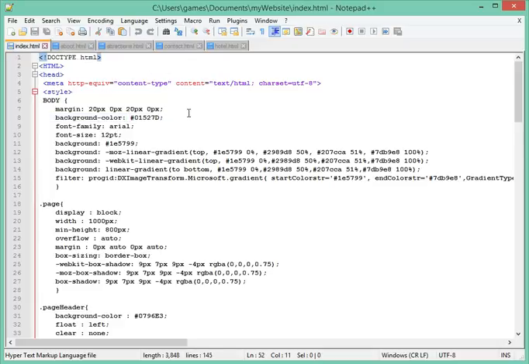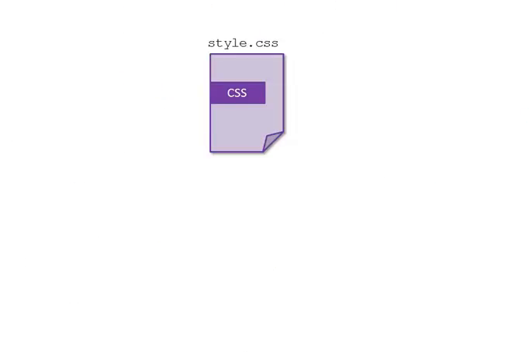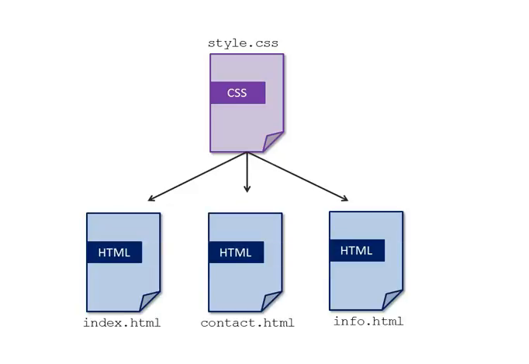And that's fine with a 5-page website, but imagine if I had 100 pages, that would become really, really time consuming. So we're going to solve this problem using an external CSS style sheet. I've got an animation to explain this concept. The idea of an external style sheet is that we're going to put all our CSS code into a file called style.css. And then we're going to link this file to every single page that needs the CSS code. So for instance, our index.html page, our contact.html page, our info.html page, they will all use the same style.css file.